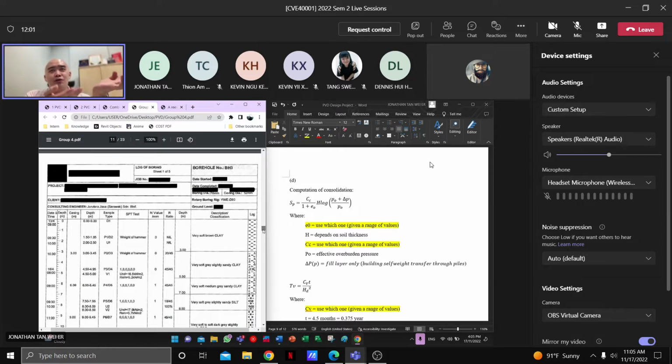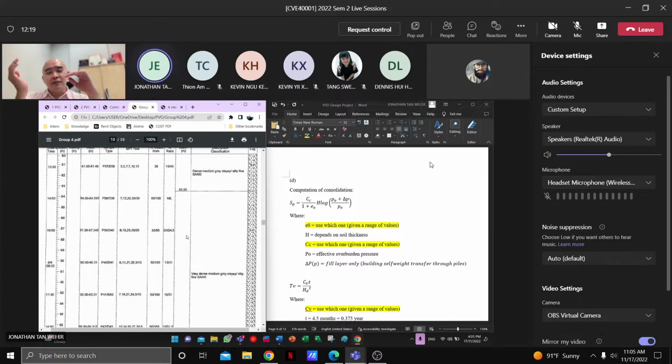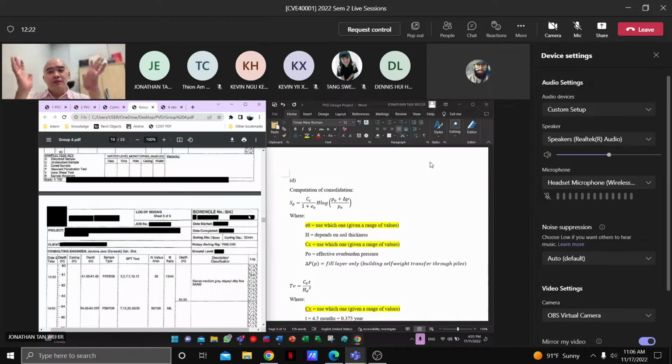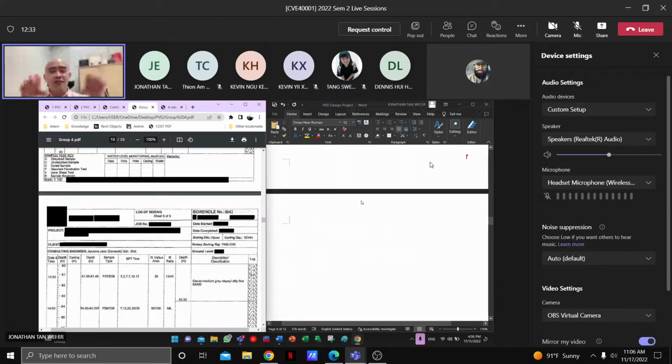But the thing is that there's soft soil in borehole 3, right? Borehole 3 indicates soft soil. Borehole 1 also indicates soft soil. Borehole 2 also indicates soft soil, right? Oh, you mean we can use the same value? You must have a justification for it. So go back to the soil profile and see whether the soft layers are connected or not.